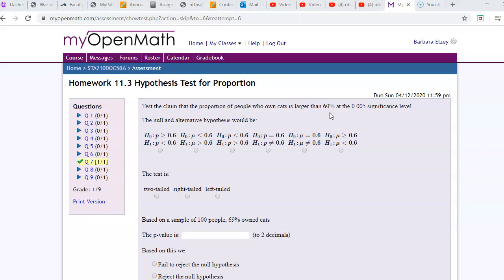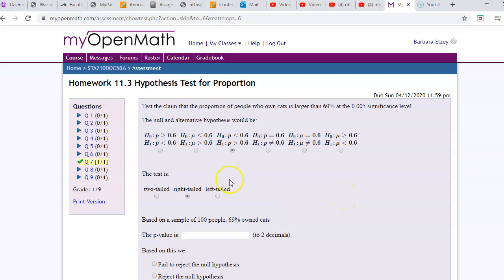Let's find p greater than 0.6. If we go down through here, well, that's a less than, so that's not it for our alternate. P greater than 0.6, and of course the null is going to be its opposite. So p greater than 0.6 is that one right there. Since our alternate is a greater than, it's pointing to the right. It's a right-tailed test.